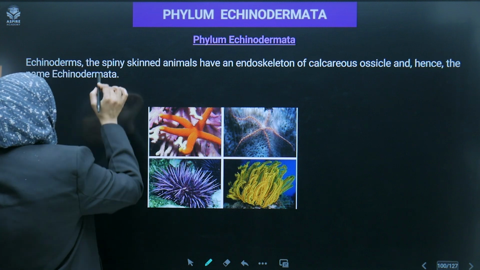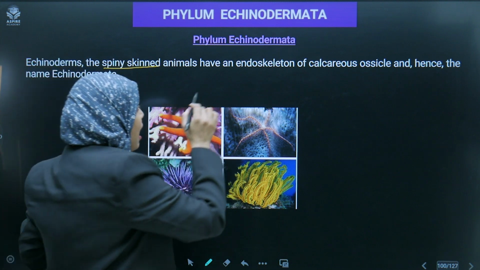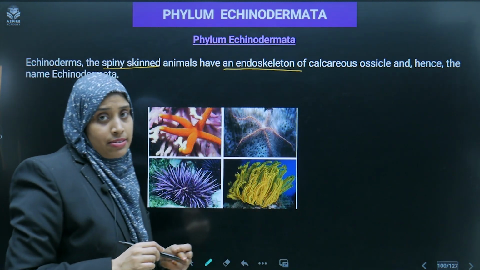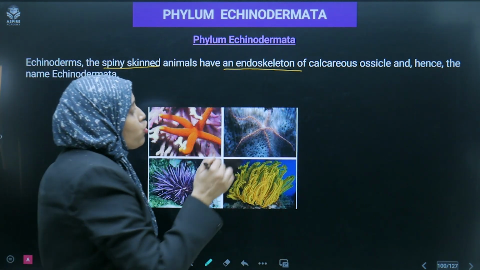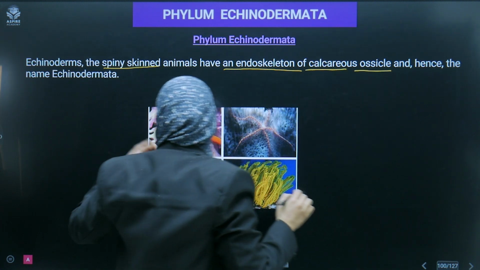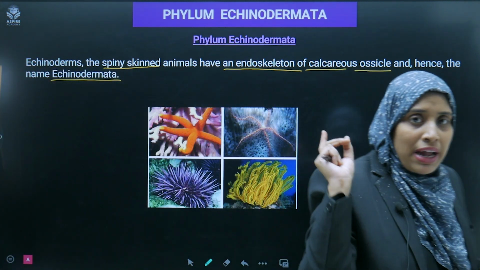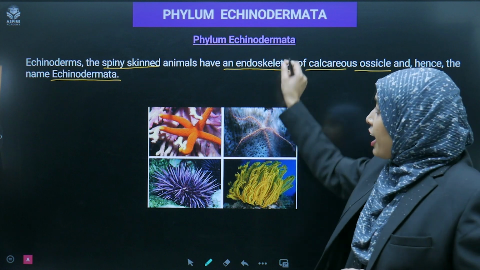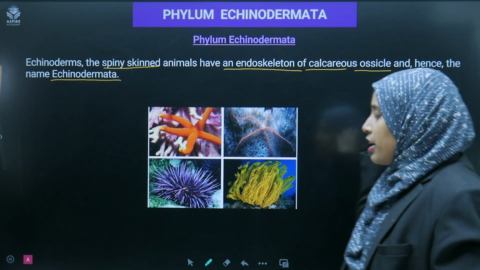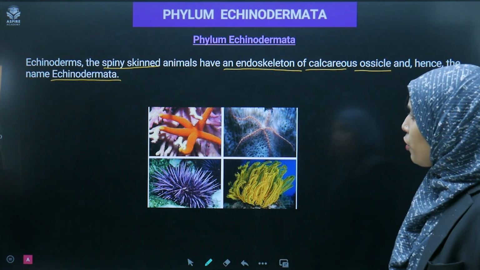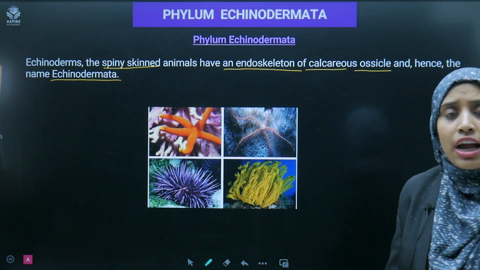They are animals with spiny skin, and have an endoskeleton of calcareous ossicles. Endo means inside the body, so calcareous ossicles, and hence the name Echinodermata. Why? One thing, they have spiny skin, and the next thing, the endoskeleton, is made up of calcareous ossicles. So finally, they can be called Echinodermata. Starfish, sea urchin, all of these belong to the phylum Echinodermata.